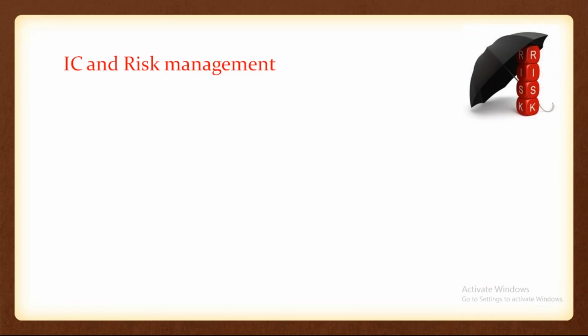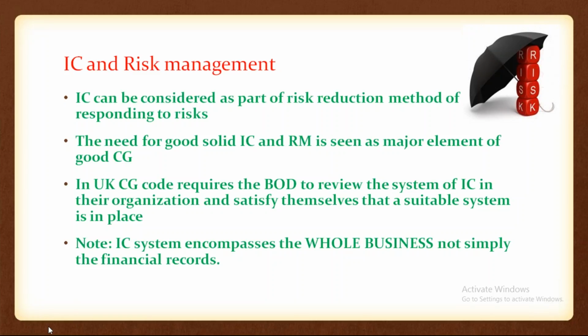Basically, with proper internal controls, your risk management will be good. With poor internal controls, your risk management will be poor. So internal controls and risk management go together. It is part of risk reduction, and a way to respond to risk. Therefore, good solid internal control and risk management are seen as a major element of good corporate governance. We know corporate governance is a system by which the company is directed and controlled. The control comes through internal control. So when the company is properly directed, that means it has proper risk management.